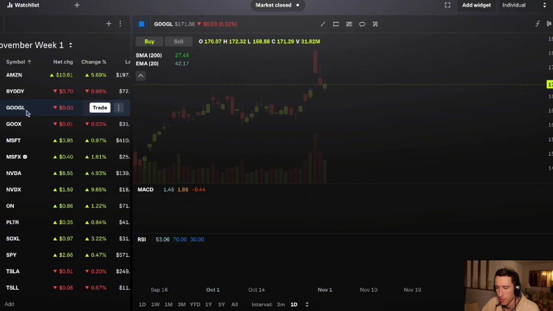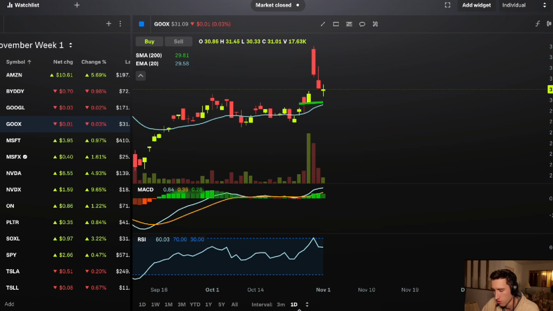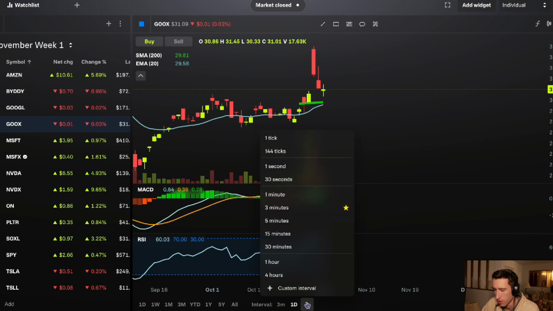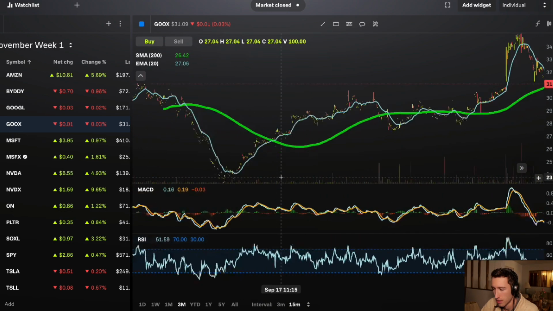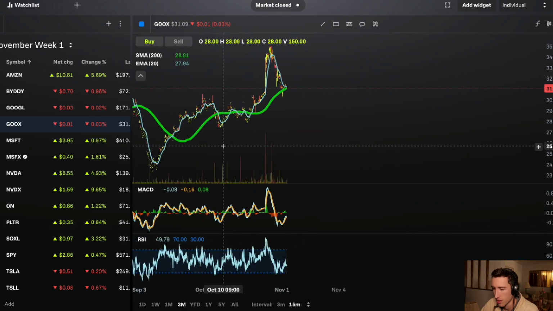A simple example here would have been if we look at Google stock. So this is GOOX. It's the 2x fund that makes up Google stock. So for those of you guys that like to trade Google, this stock goes up by 2% every time Google goes up by 1%. So let's just take a look on a shorter term basis, maybe on the 3-month.